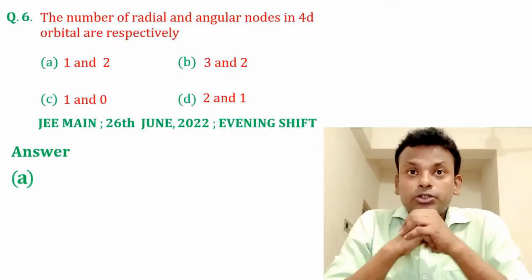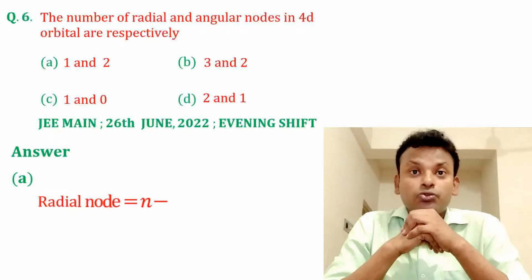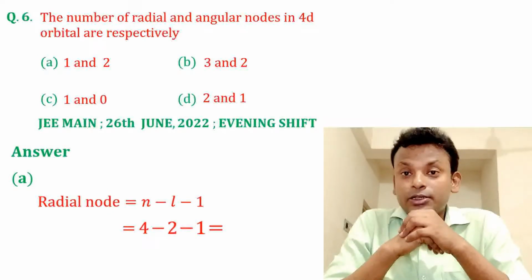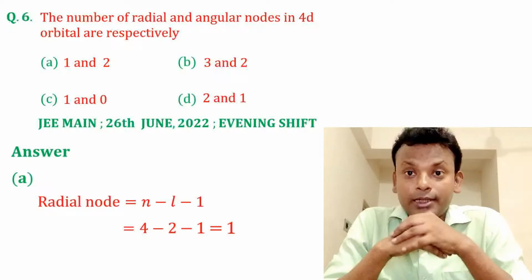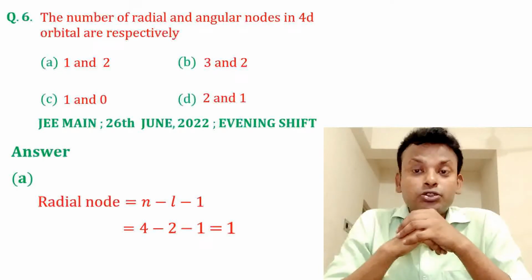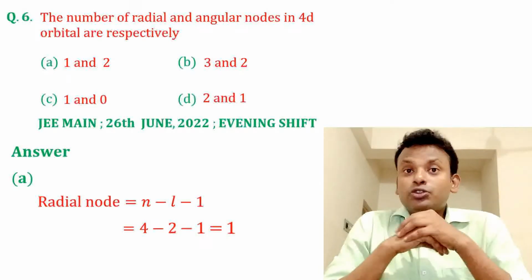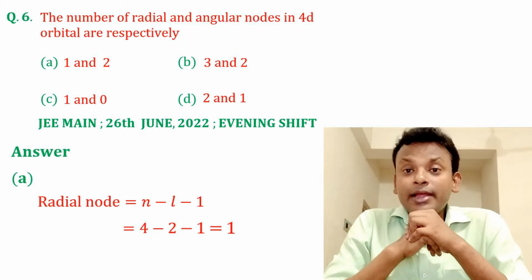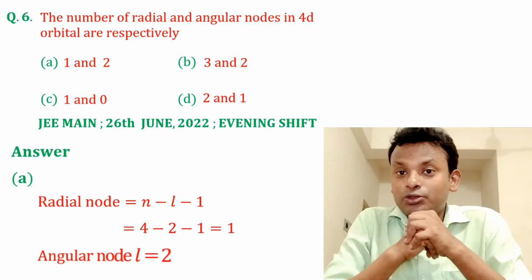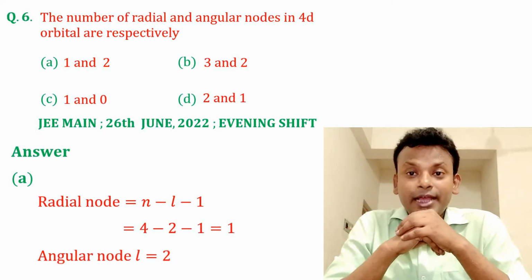Radial node equals n minus l minus 1, that is 4 minus 2 minus 1, that is 1. Here n equals 4, and for d orbital l equals 2, so radial node equals 1, and angular nodes equal l, which equals 2. So option A is the correct answer.